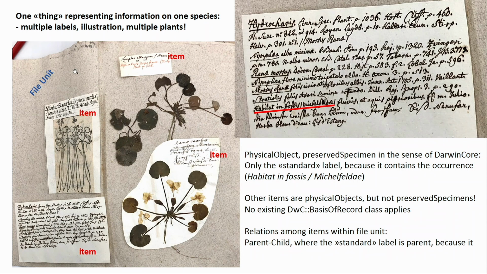So that means, as far as I know, there's no basis of record class or vocabulary that applies in this case. So we're using the word label for this, or naked label. And there are relations among the items within a file unit, and those are given by parent-child relations, which you also use if you have a plant that is mounted over multiple sheets. One is the boss and the others are the children. And the standard label is the parent because it contains the occurrence.